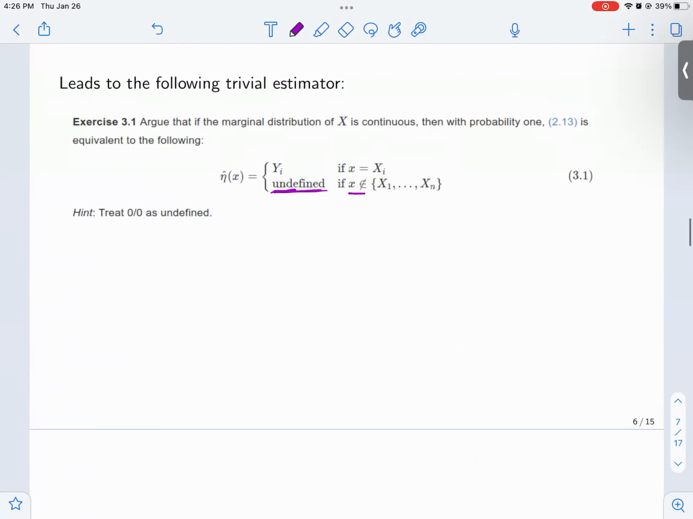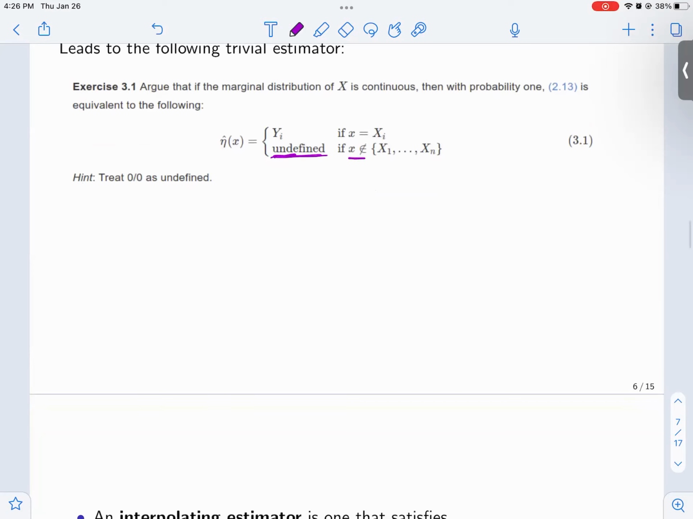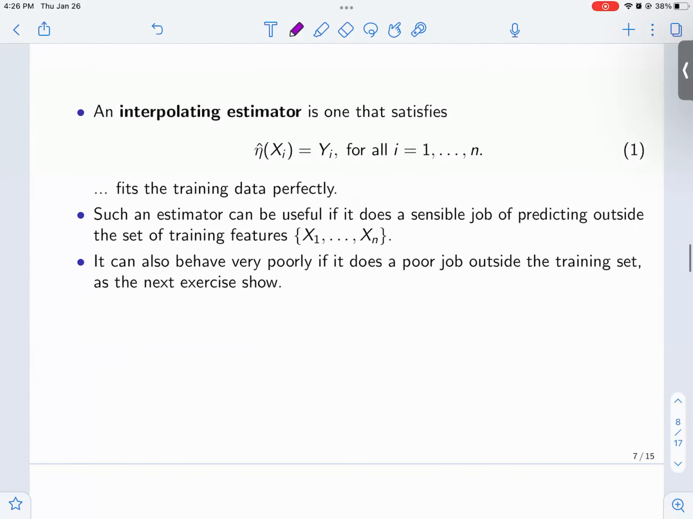This basically doesn't do anything, but you can define it outside the training to be doing something, and depending on how you do it, it might be a good classifier, it might be a bad classifier. It's easy to make a bad classifier. For example, if I choose randomly, or if I choose it to be 0 always, or 1 always. Such an estimator can be useful if it does a sensible job outside the set of training features. It's also possible that it behaves poorly, that it does a poor job outside the training set.